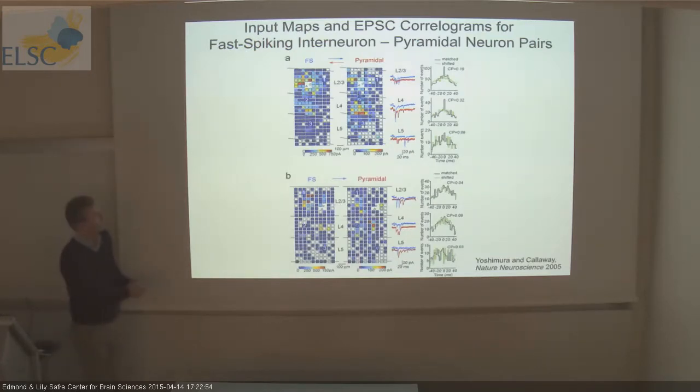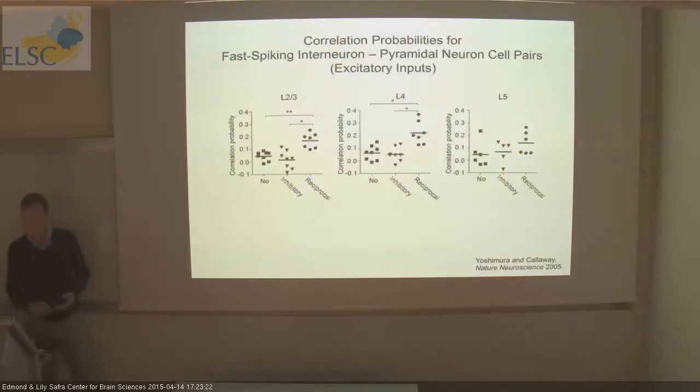Now if we do the cross-correlation analysis again, do the basic input maps, and now it's a pair of cells, a fast-spiking cell and a pyramidal cell, in this case a reciprocally connected pair, again we see this big peak in the parallelogram where we see that these two cells share common input from layer 4 and within layer 2-3. But we don't see it in the cases where the fast-spiking cell just makes a one-way connection to the pyramidal cell that's not reciprocal, no peaks in the parallelograms. And again, this is seen across the population of pairs. It's only when there's a reciprocal connection, not just a one-way inhibitory connection or no connection at all, that you see those peaks in the parallelograms showing that they share common input.